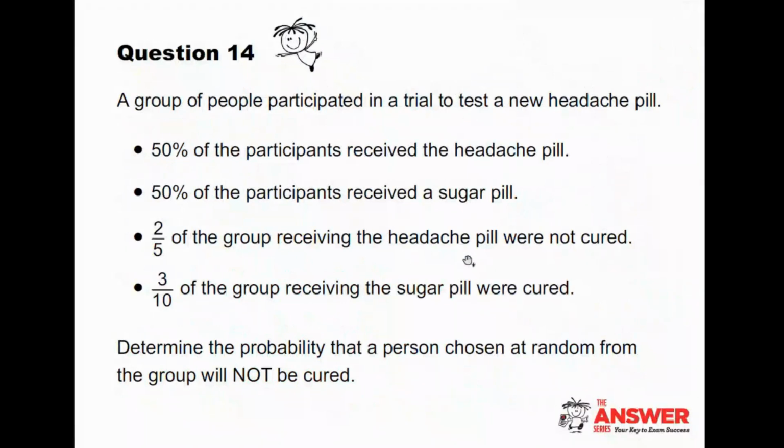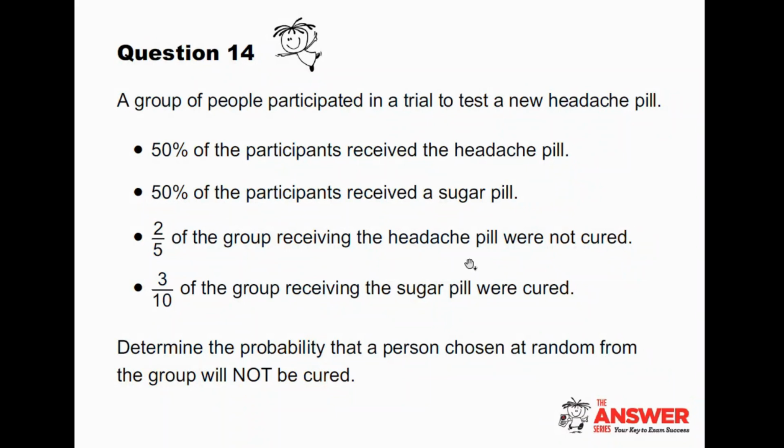Okay, question 14. A group of people participated in a trial to test a new headache pill. 50% of the participants received the headache pill. 50% of the participants received a sugar pill. 2/5 of the group receiving the headache pill were cured. 3/10 of the group receiving the sugar pill were cured. Determine the probability that a person chosen at random from the group will not be cured.